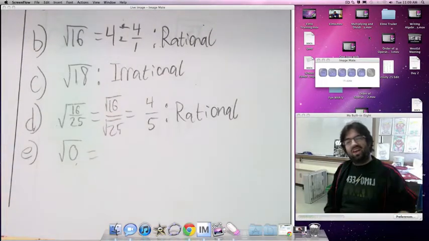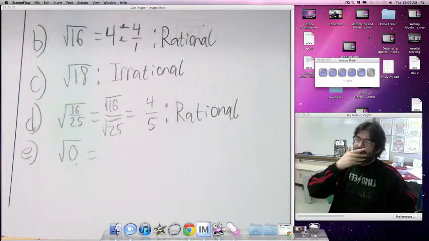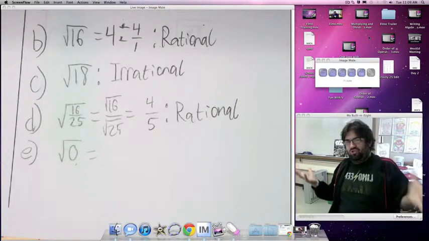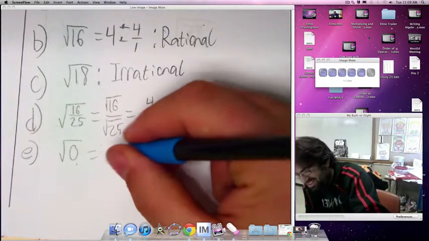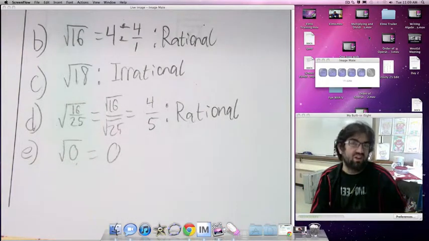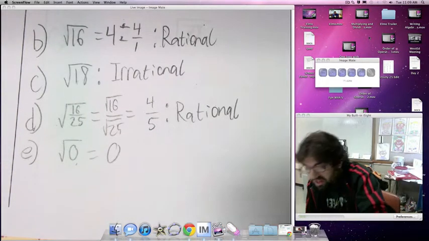I didn't put this on my table. What is the square root of 0? 0, maybe? Yes, it is 0. And 0 is a whole number, so it's definitely rational.